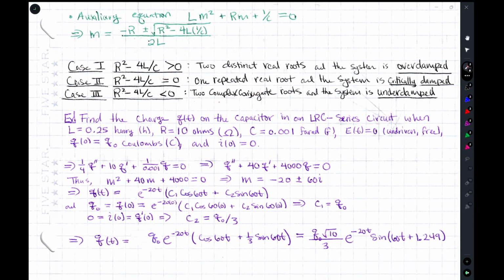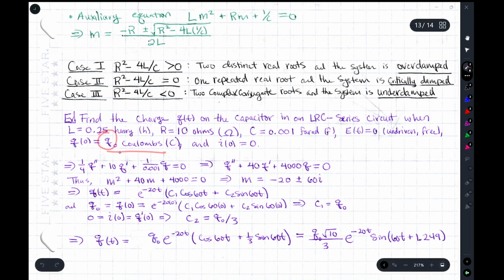Let's take a look at a quick example. Find the charge on the capacitor in the LRC series circuit. So find the charge here. You want the charge function, okay? You want the solution to that differential equation. The inductance is 0.25 henry, resistance 10 ohms, capacitance 0.001 farad. And here we're dealing with free or undriven electrical potential of the source. So the source is not applying a potential difference on the circuit. So it's undriven and free.